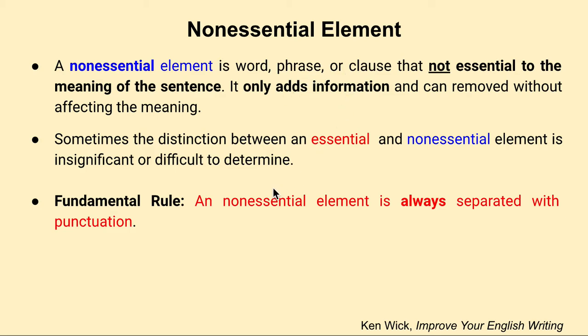So the fundamental rule is a non-essential element is always separated with punctuation from the sentence. So that way, when you see these examples and you wonder why there's commas or something, that's the reason why. So if you're wondering why doesn't that take a comma or this one does, that's the fundamental punctuation rule, that a non-essential element is always separated with punctuation.